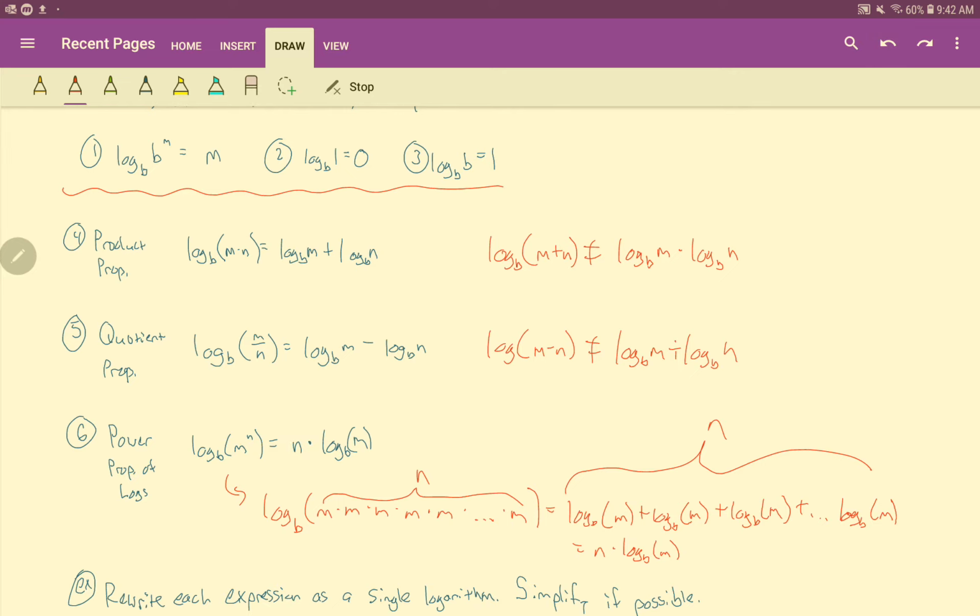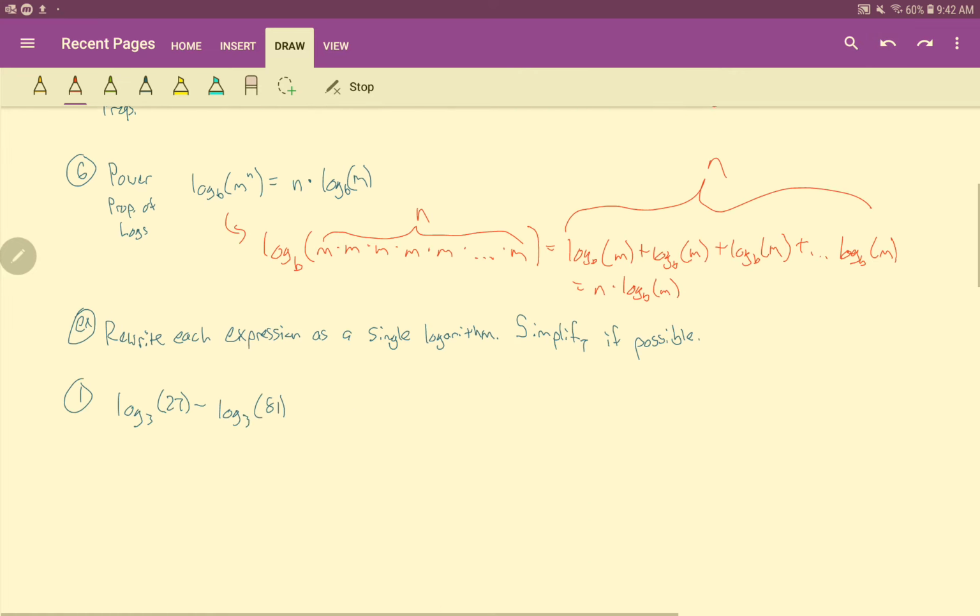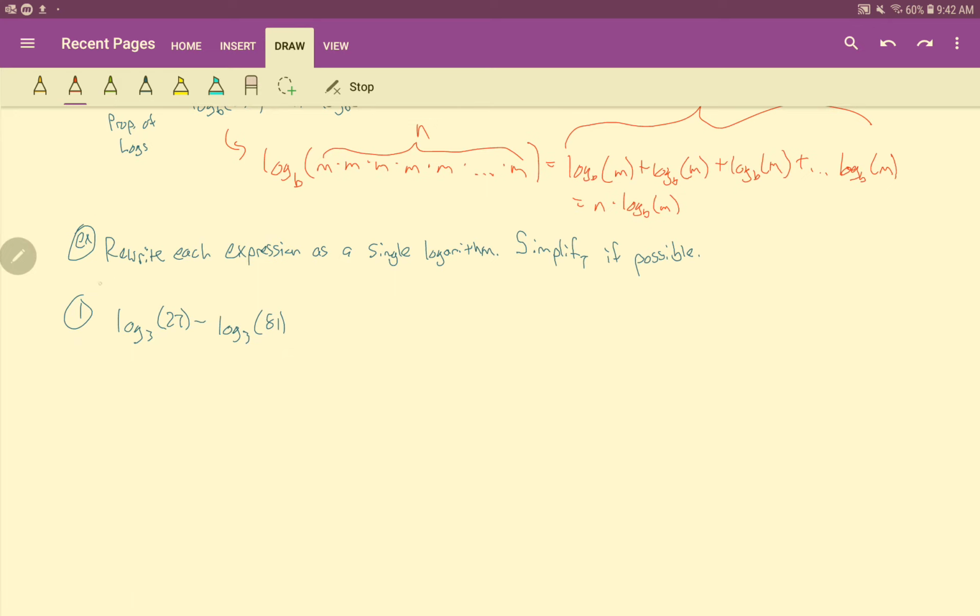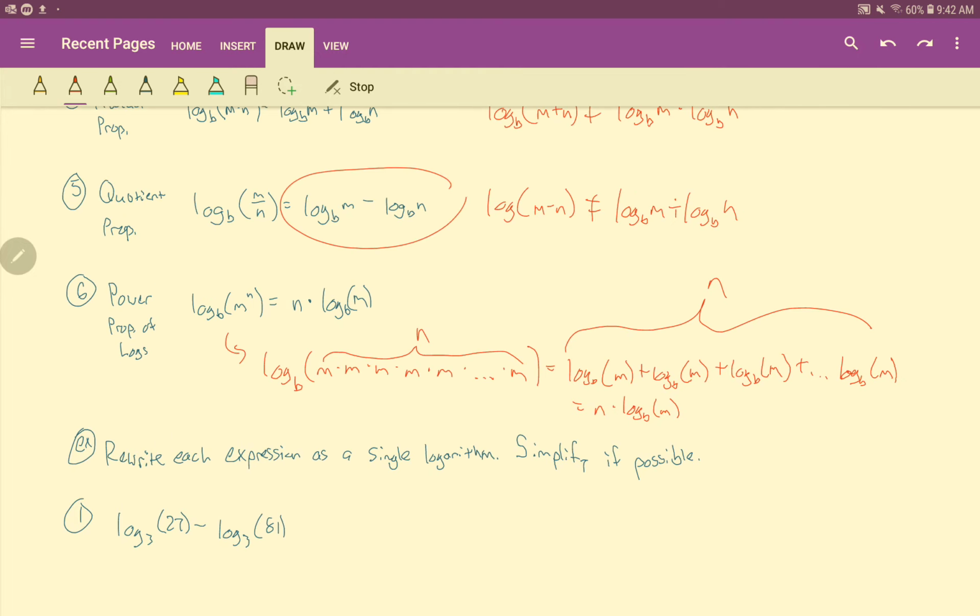Okay? So let's use these properties then to rewrite each expression as a single logarithm and then simplify further if possible. So let's look at this right here. All right, right away I see two logarithms and there's subtraction between them. So looking up here, there's two logarithms with subtraction between them. That can convert to a single logarithm with division on the inside.